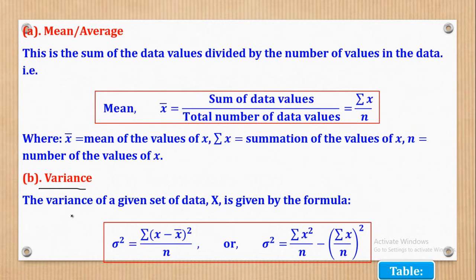Then next is variance. The variance of x is given by the formula. So there are 2 formulae for variance. You can either use this or you use this. So you're already seeing that this x bar means mean of x, and this one is the data value of x, and n is the number of data values. Or you can also get your variance using this formula, which is summation of x squared over n minus, in brackets, summation of x over n, everything raised to the power 2.